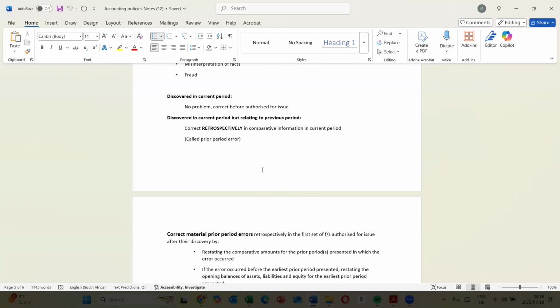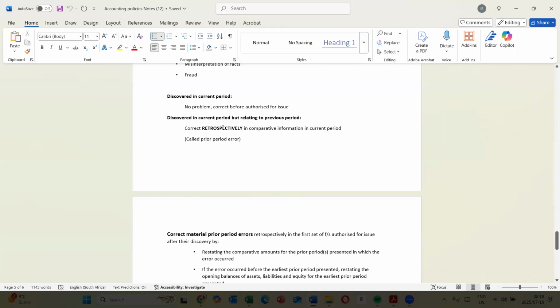Say maybe the recorded sales is 10,000 instead of 100,000. You just say, no, amend the financials. In this case, correct the revenue amount to 100,000. No issues. Remember, the financials are not yet published. You just correct it.